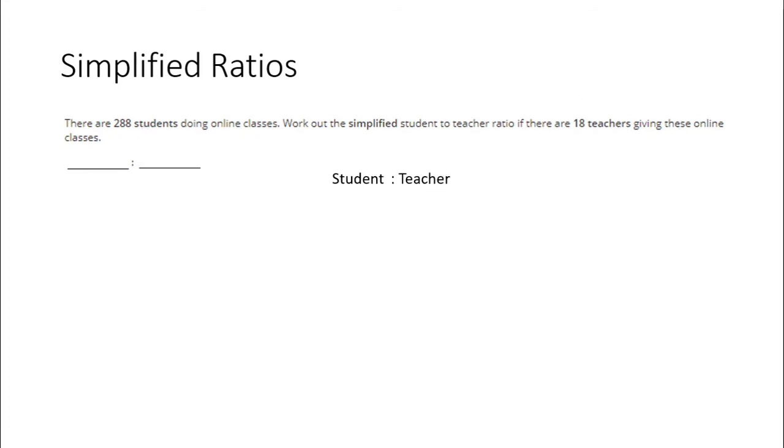First write it in words, student to teacher, give the ratio that they gave us, 288 to 18, and we're going to simplify that. We're going to find a common factor between these two numbers. Now if you divide it by 2, you'll realize that you could still divide by more than just 2. So I'm going to try and find the highest common factor you can divide both of these values by, and it was 18. 18 divided by 18 was 1, and 288 divided by 18 was 16. So my simplified ratio, 16 to 1.